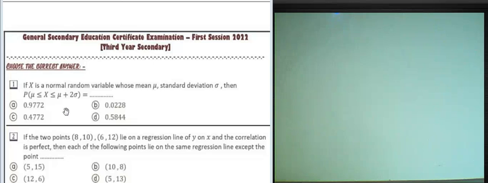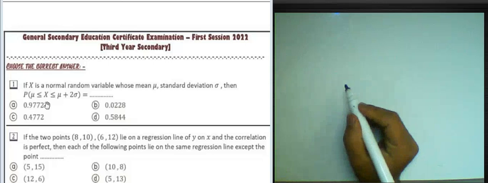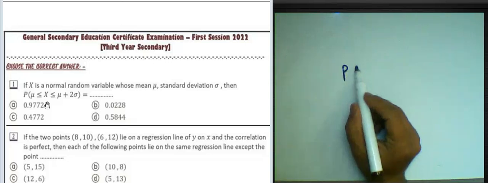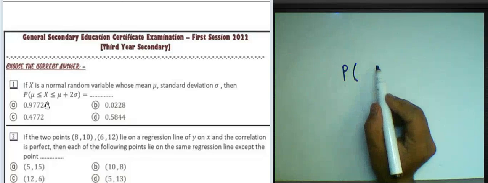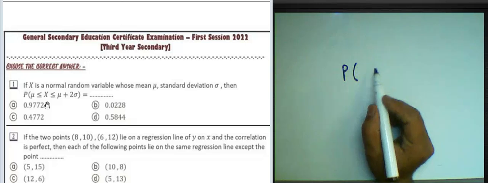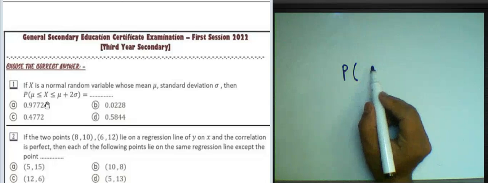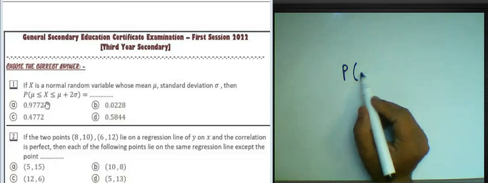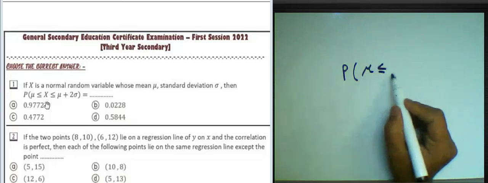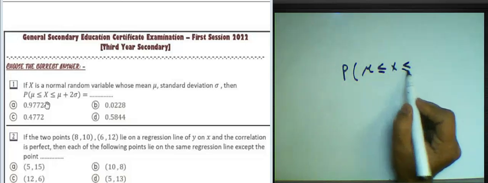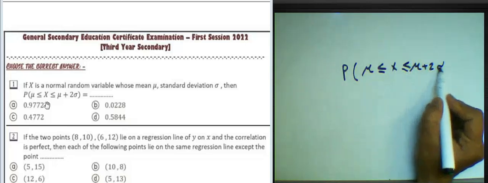In this example, we must convert from X to Z by subtracting mu and dividing by sigma. Z equals X minus mu divided by sigma. Then we can write the probability. We have here the probability that mu is less than or equal to X, less than or equal to mu plus 2 sigma.